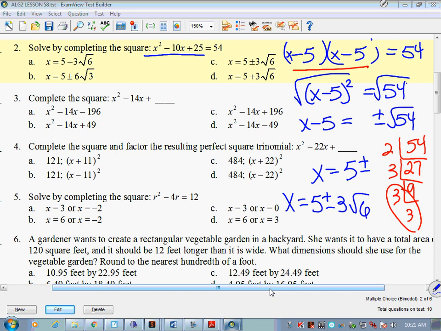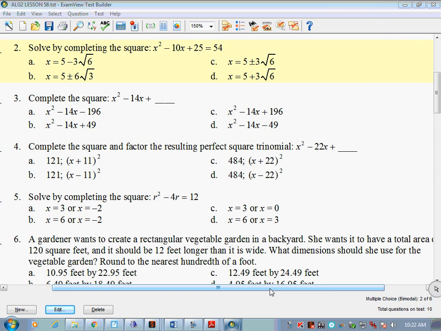Okay, and the reason it's 6 is because I'm leaving that 2 and that 3 in there. Okay, 2 times 3 is 6. Okay, there wasn't another 2 or another 3 to pull more out of that. So we get our answer right here. X equals 5 plus or minus 3 radical 6. Are there any questions up to this point? No? We're good so far? All right.